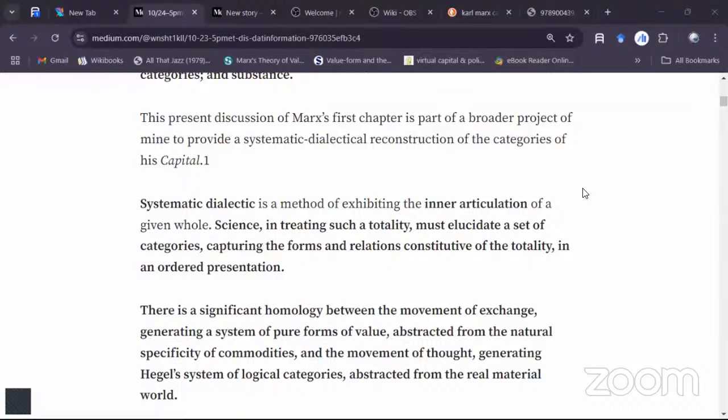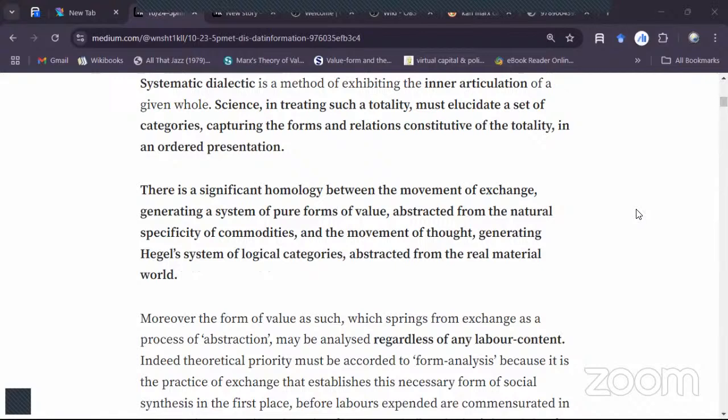Now, the next question is a sort of math question, with all due respect. There's a significant homology between the movement of exchange, generating a system of pure forms of value abstracted from the natural specificity of commodities. So we're confronted with the commodities. We have a situation where we want to figure out value. And of course, at a micro level, it's, what does it mean to me? The Trumpian narcissism, right? But on the other hand, maybe this is not sustainable. Plastic bags, whatever. So all of these questions go on. The movement of thought generating Hegel's system of logical categories abstracted from the real material world.